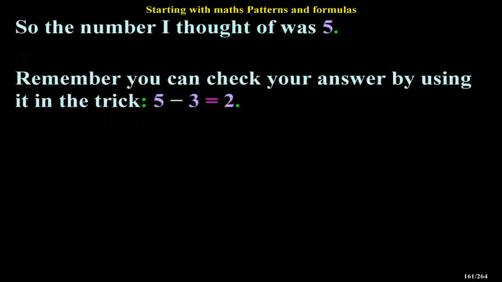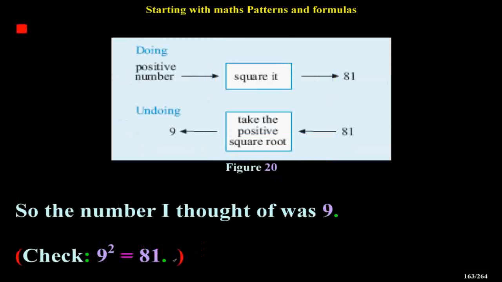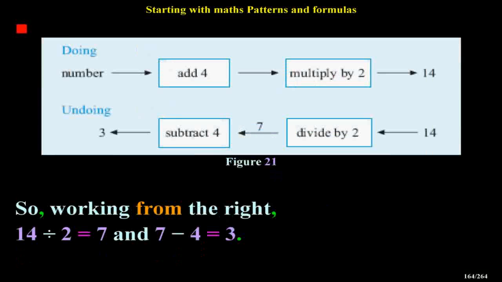Remember you can check your answer by using it in the trick. 5 minus 3 equals 2. Figure 19. So the number I thought of was 7. Check. 7 times 5 equals 35. Figure 20. So the number I thought of was 9. Check. 9 squared equals 81.